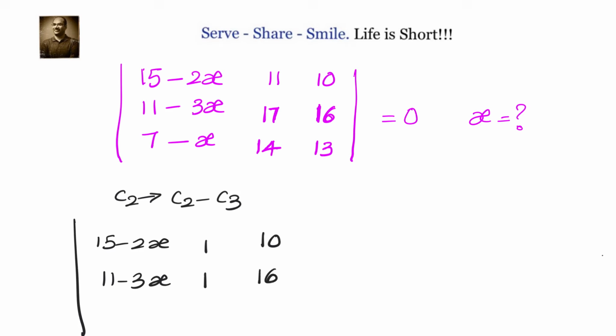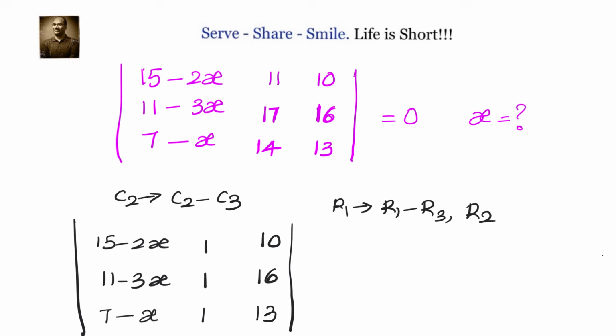Once we are done with that, we now have three ones in the second column. Now let us do row-wise transformation and try to get zeros there. We'll write R1 is assigned R1 minus R3, so that 1 minus 1 will become 0. Again R2 is assigned R2 minus R3, so that again 1 minus 1 will become 0. Then the second column will have 1, 0, 0. That is very easy for us to calculate the determinant now. So let's go ahead and apply these changes.